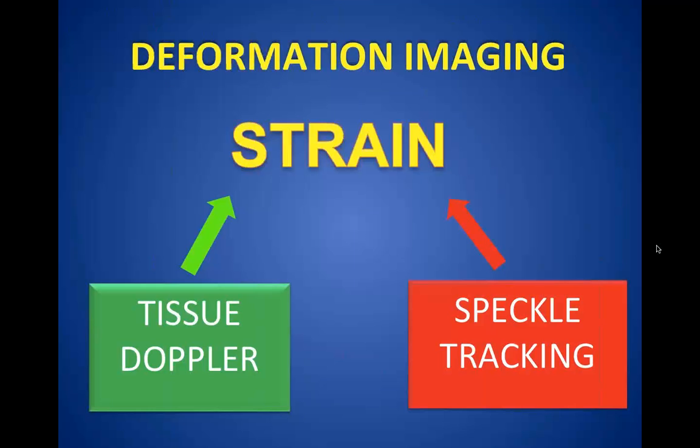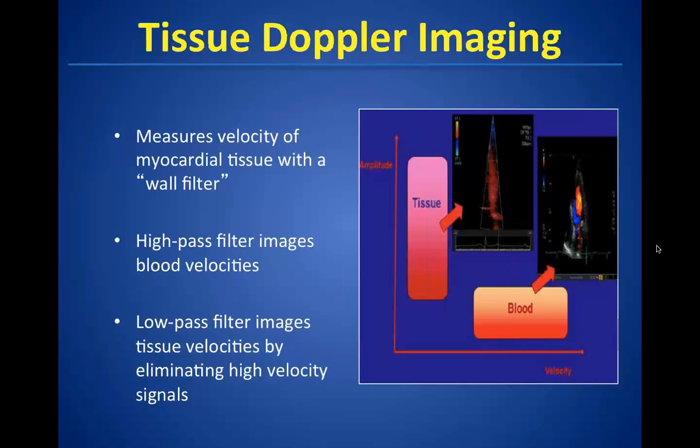Deformation imaging, or strain imaging, has two components: tissue Doppler and speckle tracking. Tissue Doppler imaging was the first form in which strain imaging evolved. And tissue Doppler, we'll spend a few minutes discussing that, measures the velocity of the myocardial tissue with a wall filter. High-pass filter images the blood velocities, and low-pass filter images tissue velocities, and it eliminates the high-velocity signals.